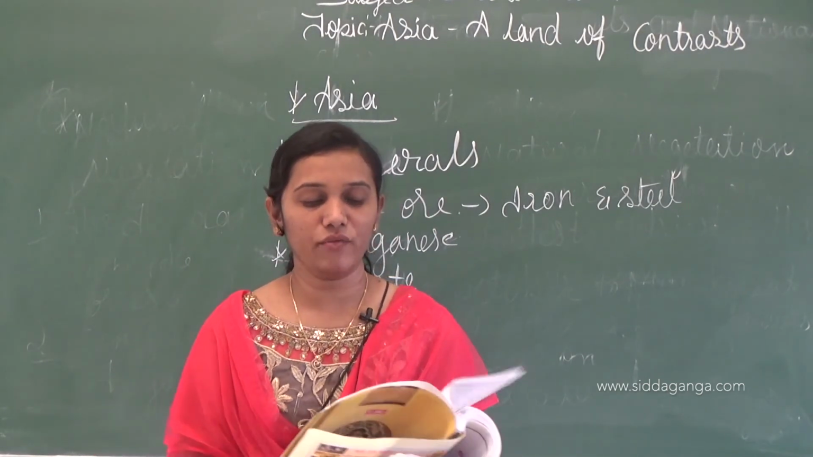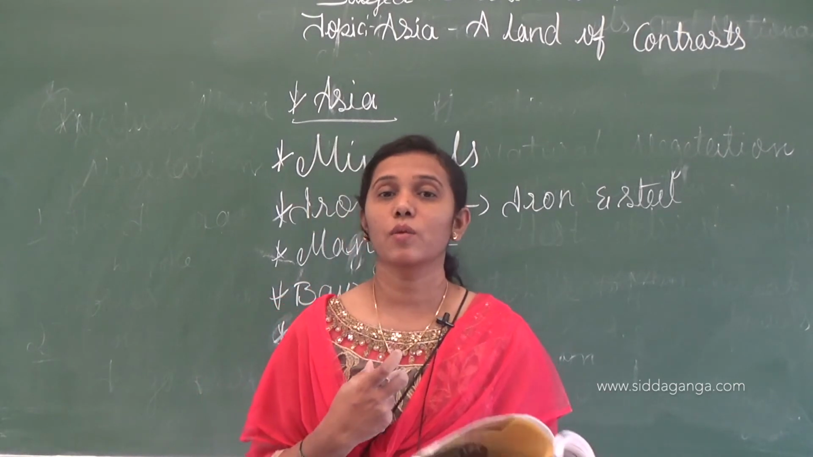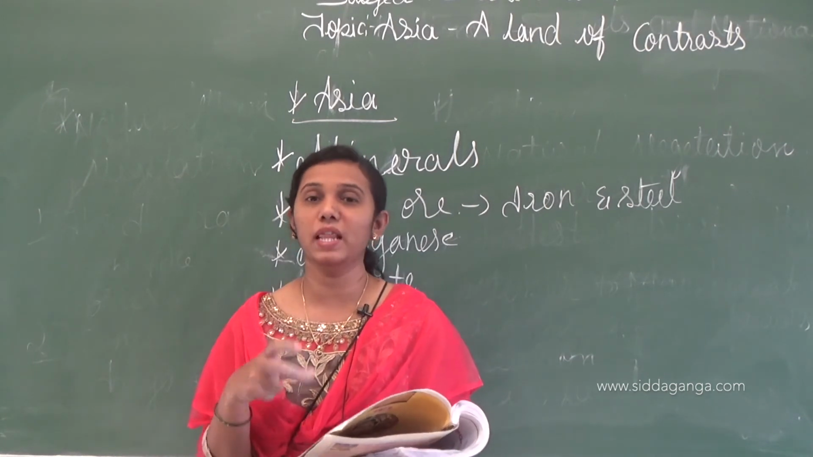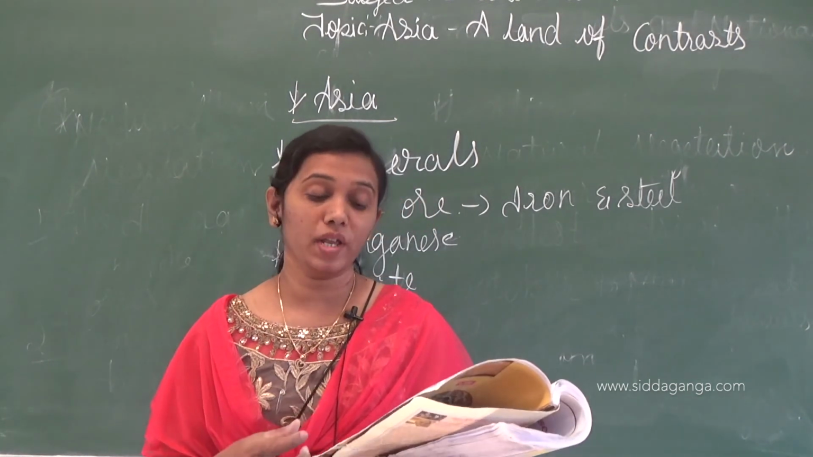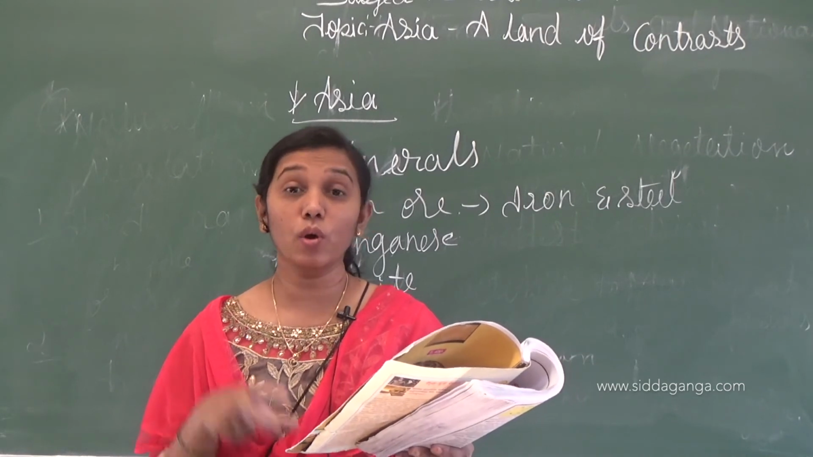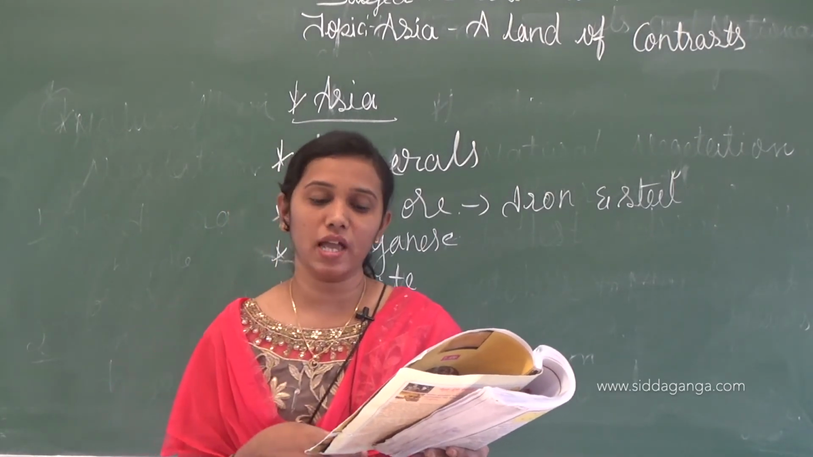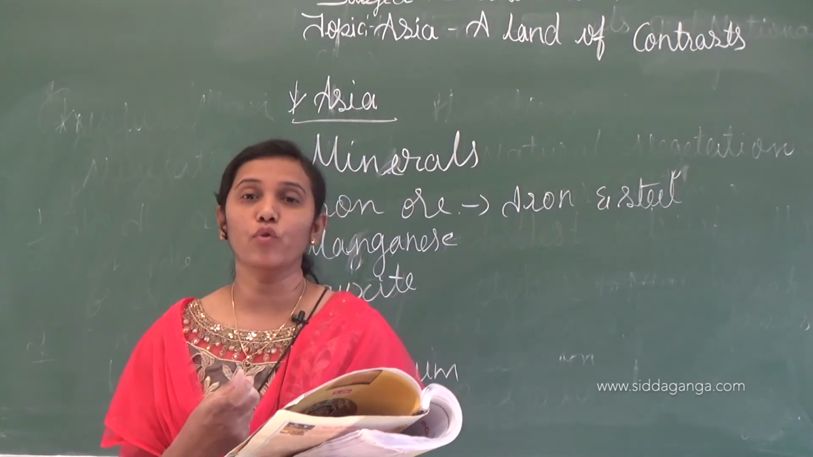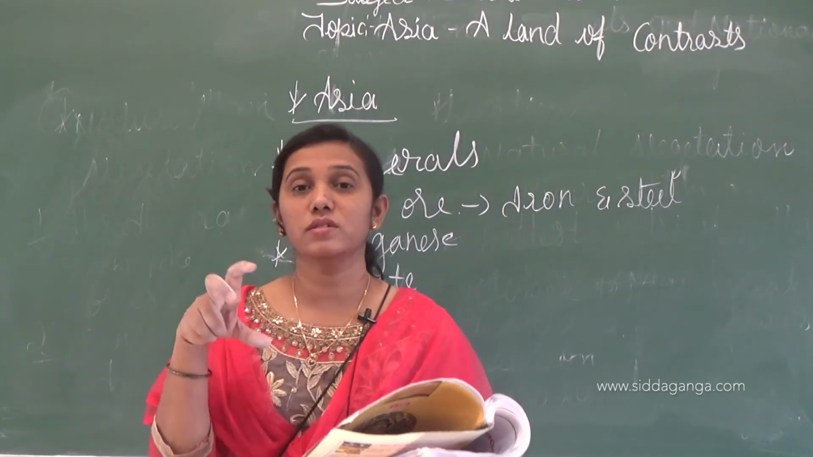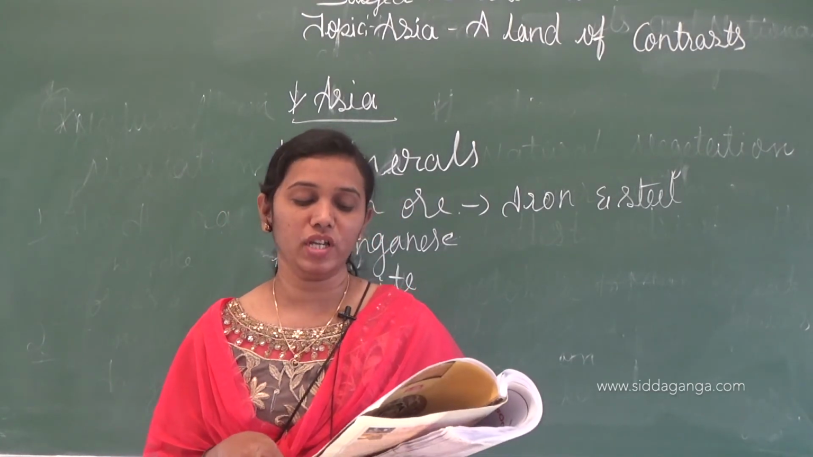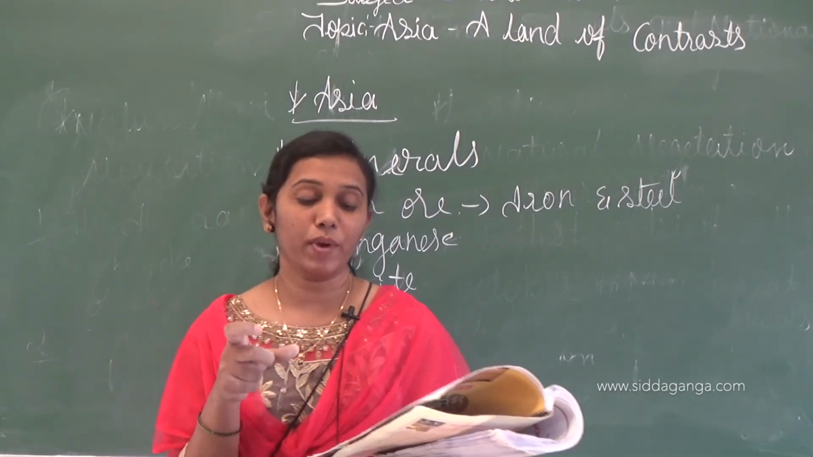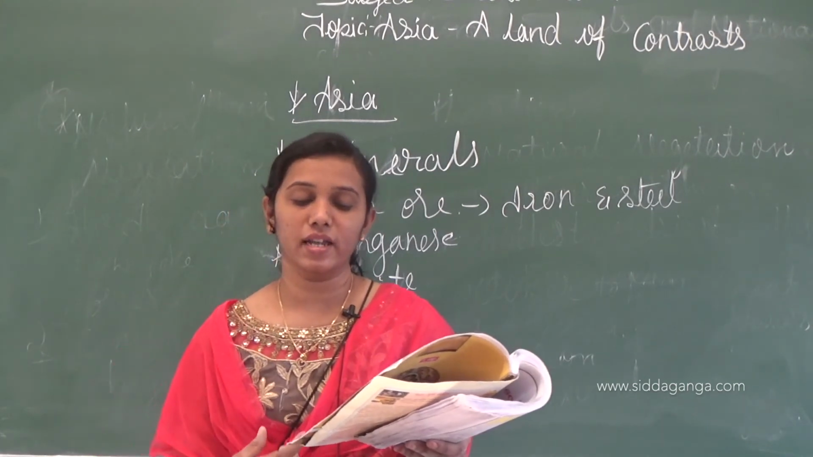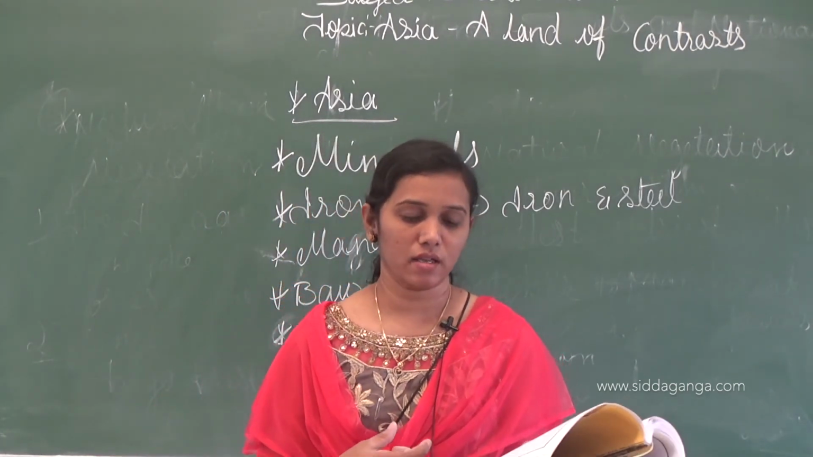Last, population of Asia. Okay children, last point is population of Asia. Nearly 4.2 billion people live in Asia, constituting 60% of the world's population. So Asia is densely populated. In 1950, the population of Asia was 1.4 billion, but the rate of growth was high until recently. Now it has been decreasing.